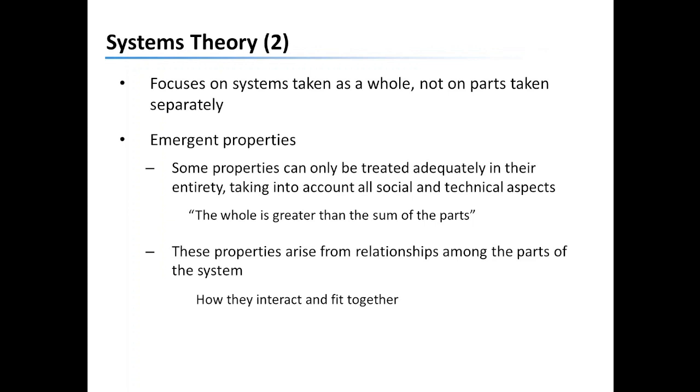So what is systems theory? I'm not going to go into the math. We don't have to go into the technical part. For those of you who worked in system engineering, which is probably most of you on the webinar, this is all going to sound very familiar because it's the basis for system engineering. Systems theory focuses on the systems taken as a whole, not on the parts taken separately. And there, as I said, these emergent properties. These are properties that can only be treated adequately in their entirety of the system, taking into account all the social and technical aspects. You've probably all heard the whole is greater than the sum of the parts. That's really the essence of emergent properties, and of systems theory. And these emergent properties arise from the relationships among the parts of the system, how they interact and fit together.